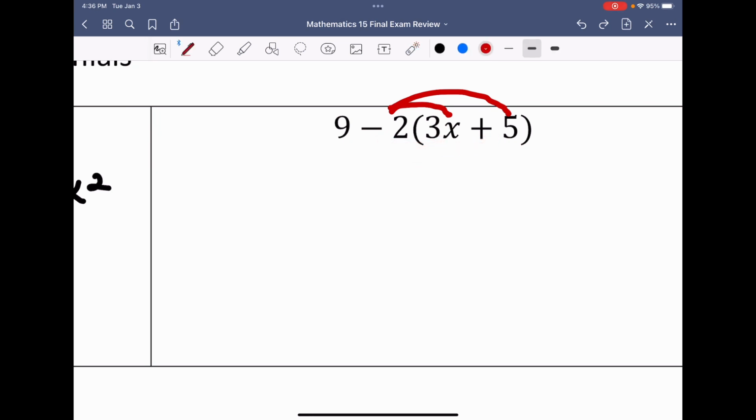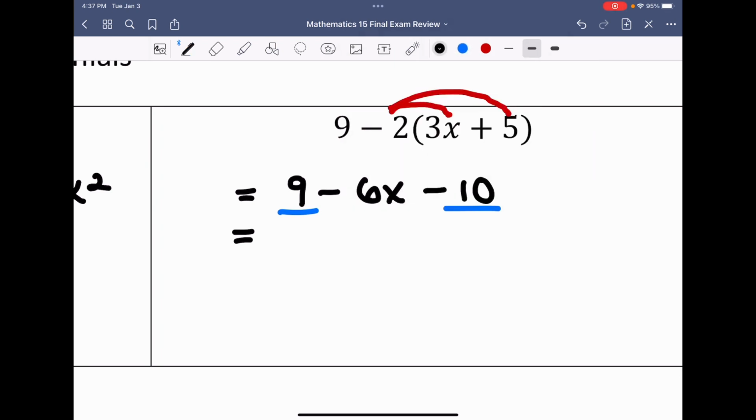So when we go into our next line, we're going to say this is equal to 9 minus negative 2 times 3x is negative 6x. Negative 2 times positive 5, well, a negative times a positive gives me a negative, and this is negative 10. Okay, therefore, when we put our like terms together, we realize we have a 9 and a 10 that are both constant terms.